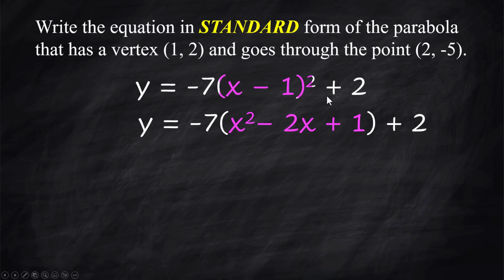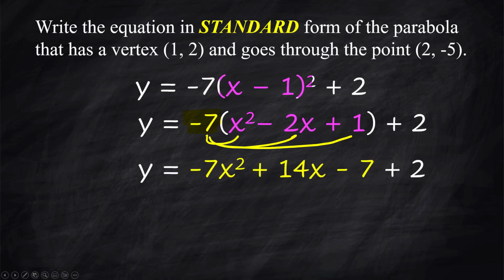We still have the plus 2, just kind of coming along. And now we need to do the distributive property, which means we're going to multiply this negative 7 times x squared, times negative 2x, and times the plus 1. We end up with y equals negative 7x squared. That's pretty straightforward. People start making sign mistakes when you get inside here. So it's negative 7 times negative 2x. Just keep the signs with the numbers that come after them, or the terms that come after them. Makes this simpler. So you see a negative times a negative, that makes a plus. And then the negative 7 times the positive 1 is negative 7.